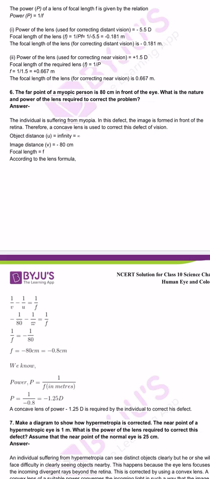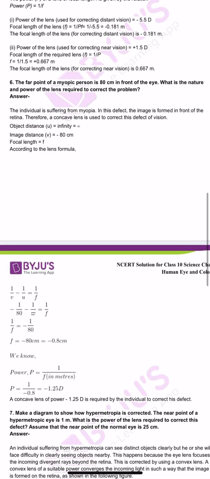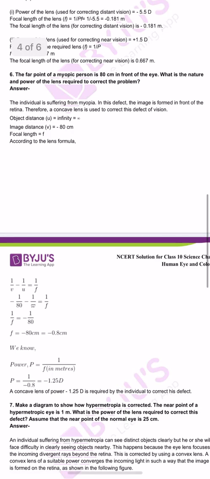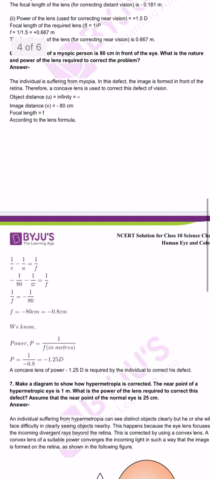And then in the second case, to correct the near vision, the power is given as plus 1.5 diopter, and for the focal length, again we will apply the same formula. P is equal to 1 upon f, so f is equal to 1 upon P. Put the value and we get the value of f, and that is 0.667 meter. This is the focal length of the lens for correcting the near vision. So, in the first case, which type of lens is used? Concave lens, whose power and focal length both are negative, and in the second case, convex lens, power and focal length are positive.